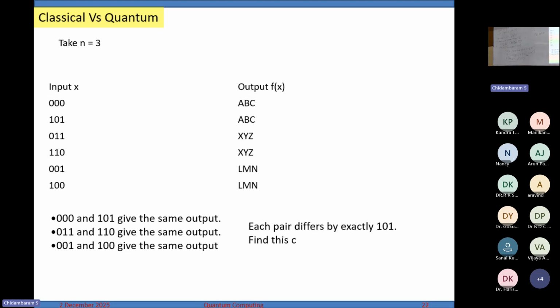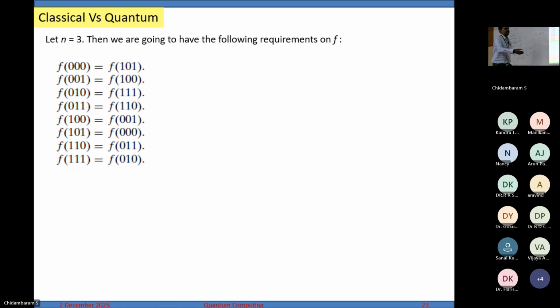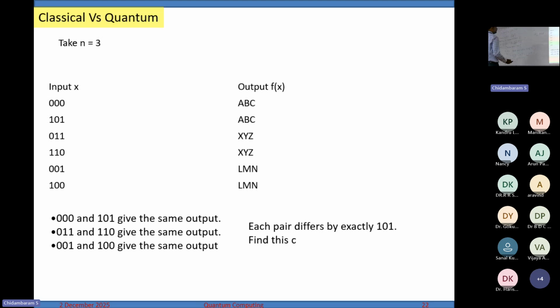Okay, but interestingly, you can observe something in this particular output. What is that interesting aspect here? If you see here, 0,0,0 and 1,0,1 give the same output, and 0,1,1 and 1,1,0 give the same output, and 0,0,1 and 1,0,0 also give the same output. And the pattern we observe is that each pair is differentiated exactly by 1,0,1. This is called the period.